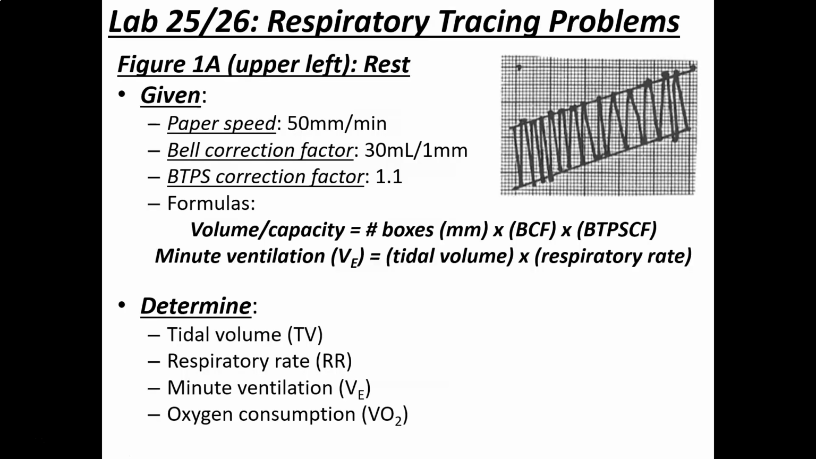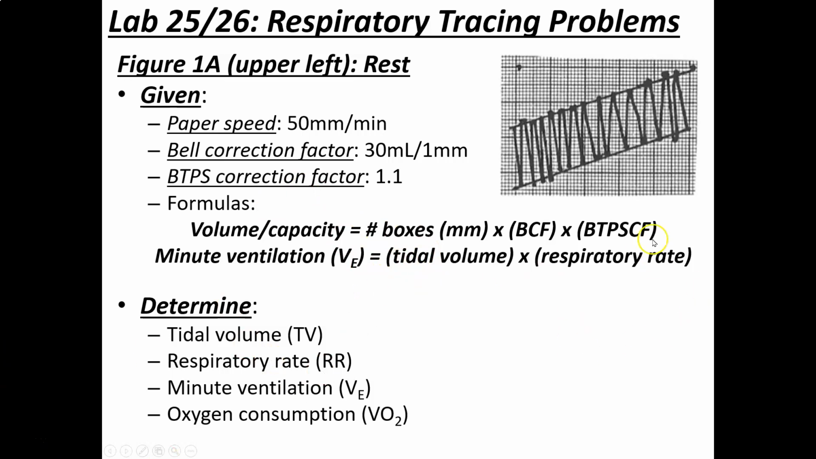But because the bell volumes are inversely proportional to what we expect, as the volume goes down, the bell gets, not the bell, the pen writes higher. So that's representative of a lower volume. So as this goes up, that means the volume, this slanted slope here, right? That means the volume of the bell is actually going down, which is what we expect. Okay. So here's our first tracing, and I blew it up, make it easier to see.